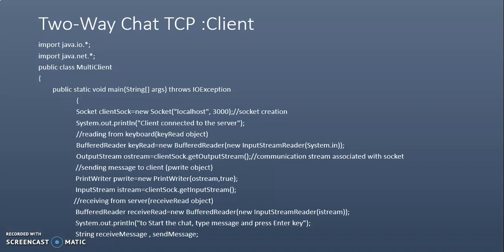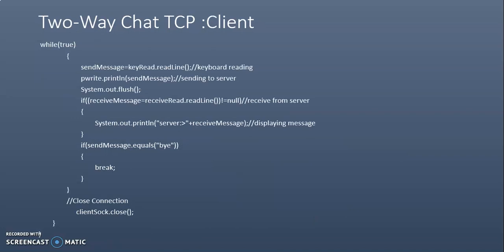So we have again to declare two variables, receive message and send message, for sending as well as receiving the message. Before starting the loop, we have to give a message like, to start the chat, type a message and press enter key. So now we are going to enter the loop, where we have to handle both send message as well as receive message.